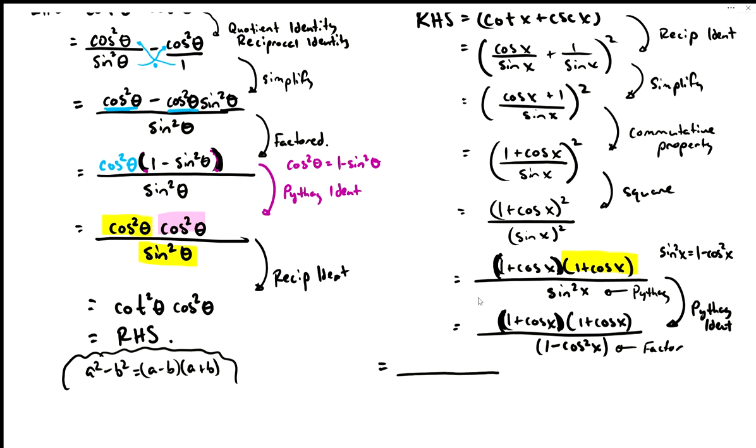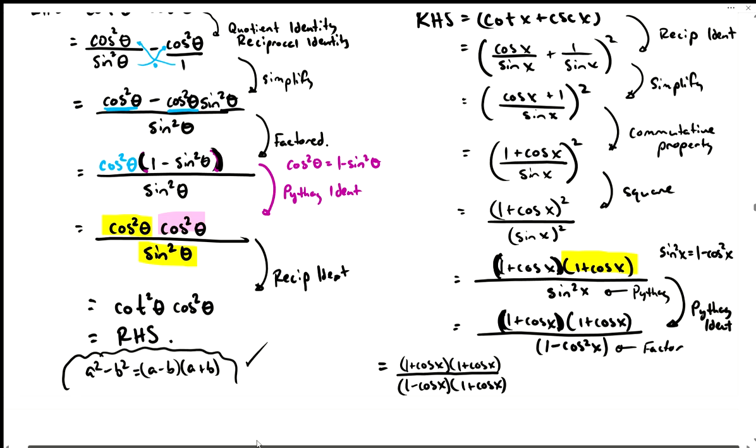So my whole numerator still is 1 plus cosine of x times 1 plus cosine of x. But I'm going to factor the denominator and say that that's the same thing as 1 minus cosine of x times 1 plus cosine of x. Okay, and you can double check with FOIL, it works. We are just using the difference of squares. But double check, 1 times 1 is 1. We would have a positive cosine of x and a negative cosine of x, which would zero out. And then a negative cosine of x and a positive cosine of x would be negative cosine squared x. So it is a match.